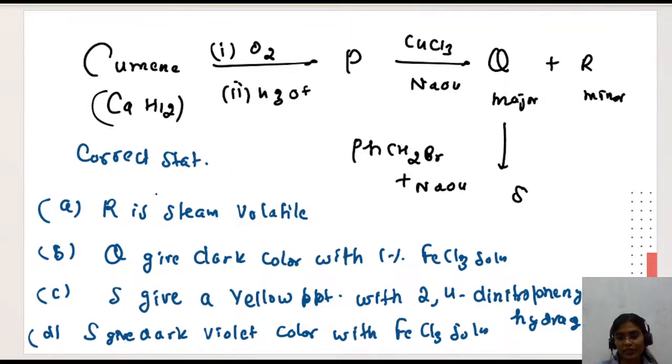So more than one statement can be correct. I'm repeating one more time. R is steam volatile. Q gives dark color with FeCl3. S gives yellow precipitate with 2,4-dinitrophenylhydrazine. And S gives dark color with FeCl3 solution. So you have to identify which one is the correct statement. Your time starts now. It's a 2-minute question.